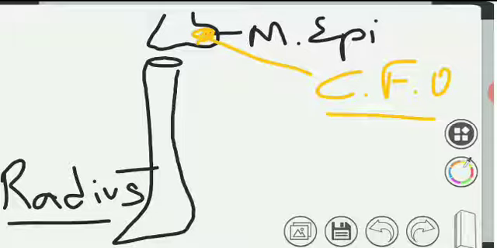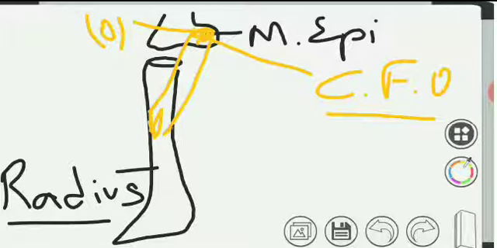Pronator teres takes origin from the anterior surface of the medial epicondyle of the humerus. So this is the origin. Its insertion is to the shaft of the radius. Which part of the shaft? The middle of the lateral aspect of the shaft of the radius. So we just have to draw one rounded muscle from the medial epicondyle of the humerus till its insertion, the middle of the lateral aspect of the shaft of the radius. This is the muscle called Pronator teres.